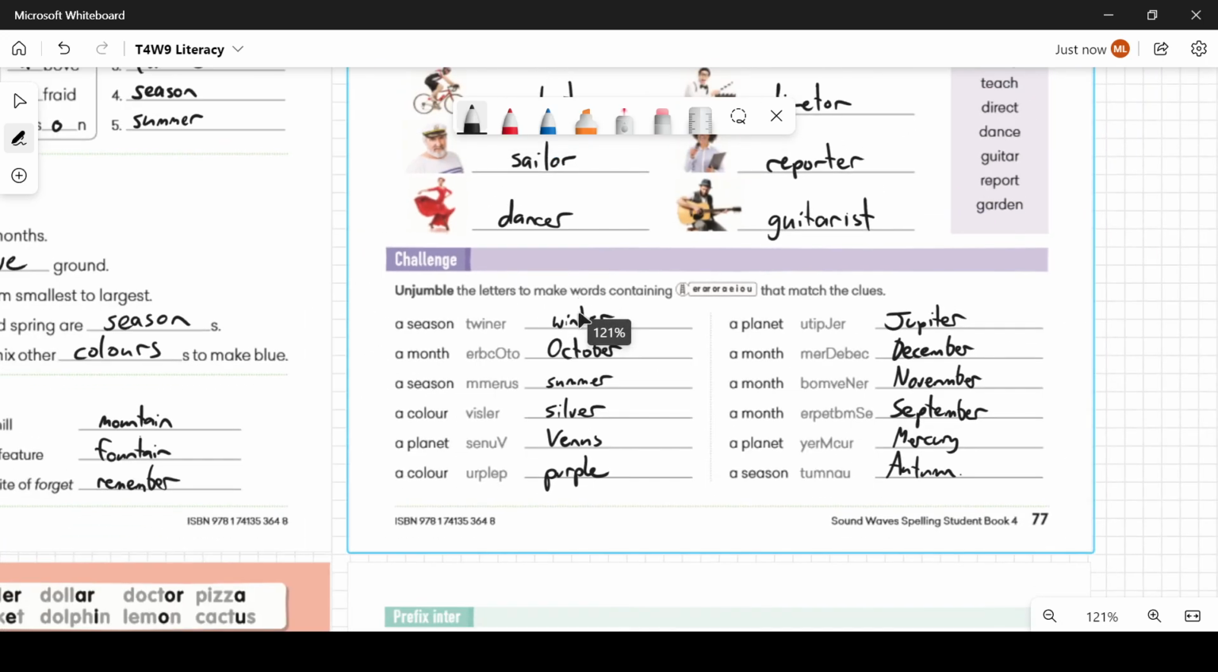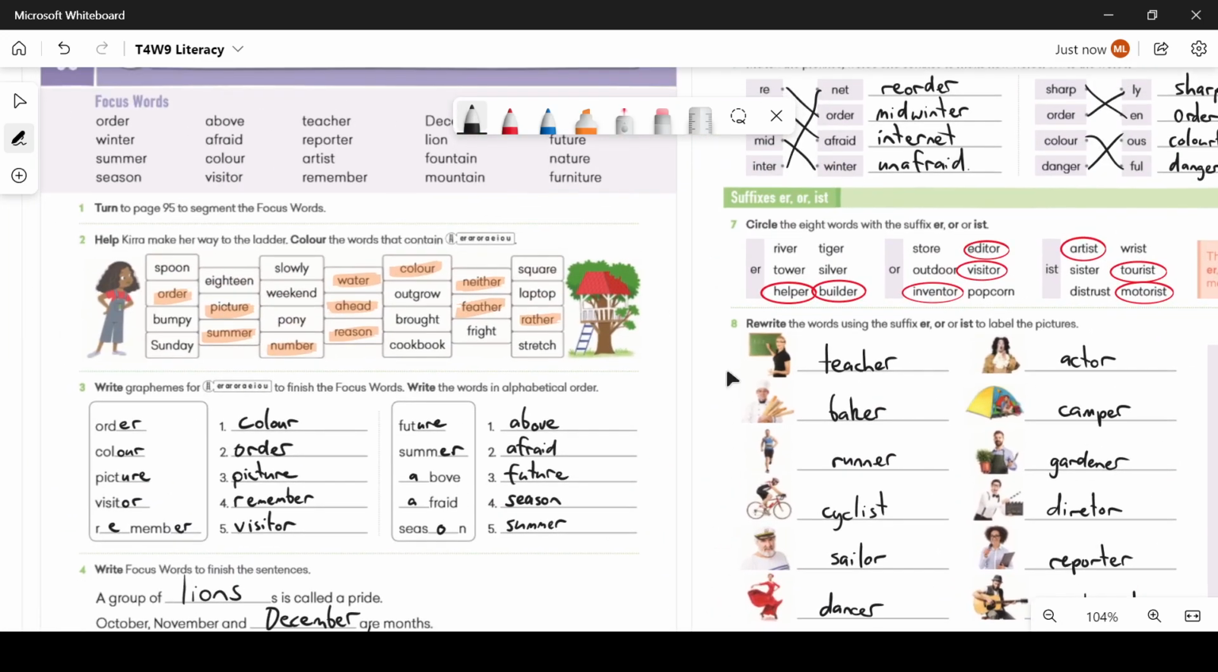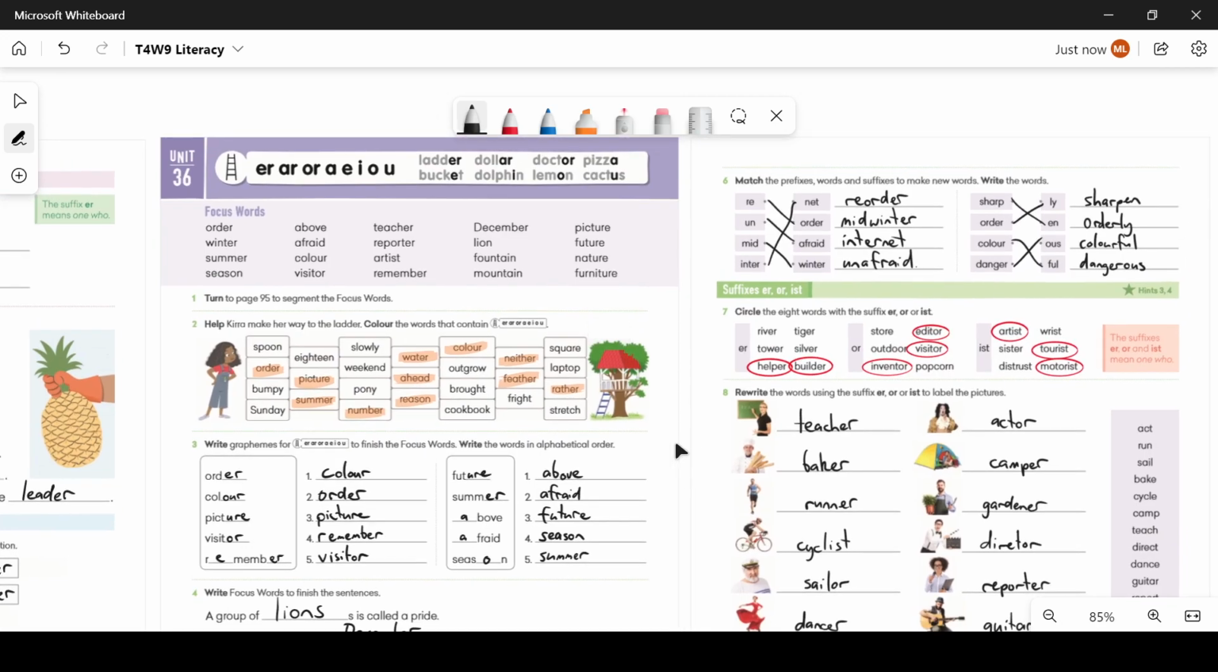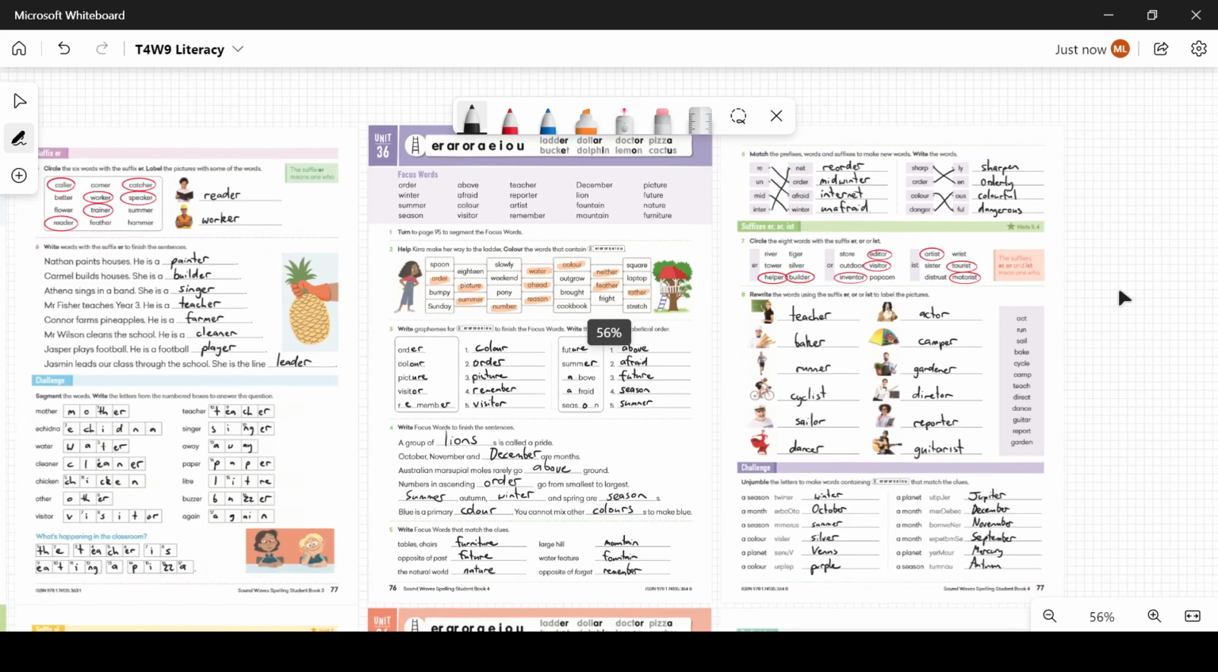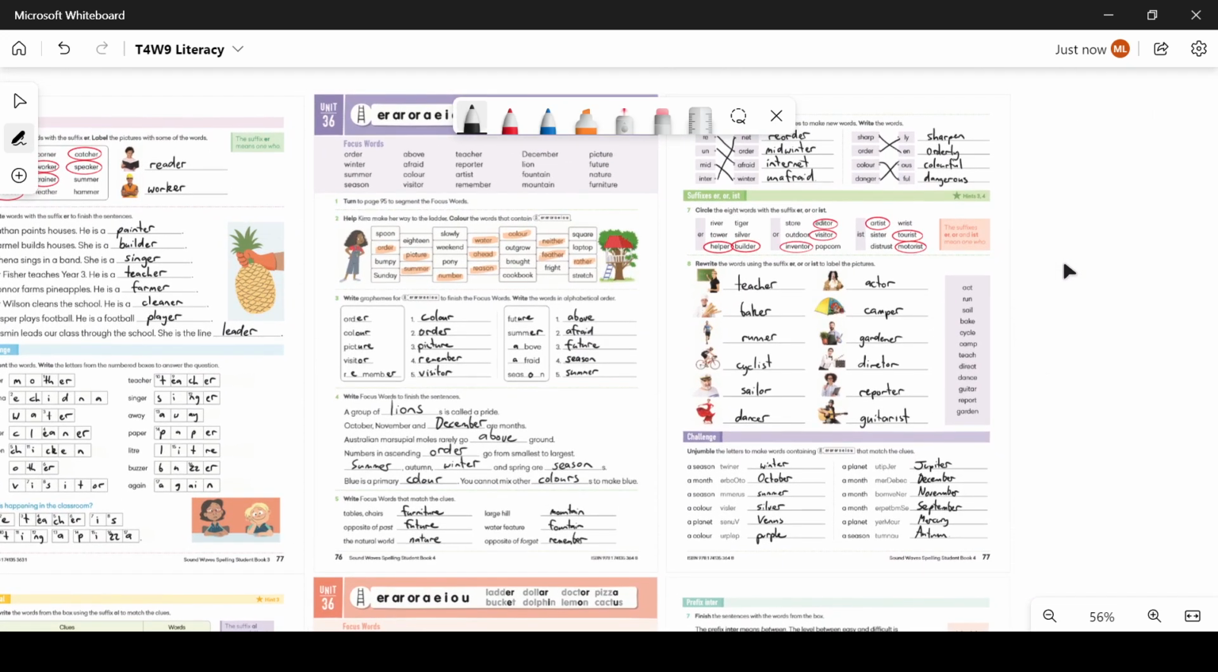That's all the sound waves done for the Earth sound. Gets a bit tricky because there's lots of ways you can make an Earth sound. E-R, A-R, O-R, A, E, I, O, U, plus more if you look closely at some other words. But that is it. That's all the sound waves for that week. Well done.